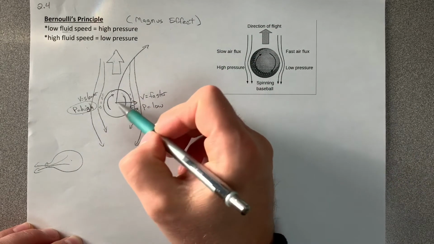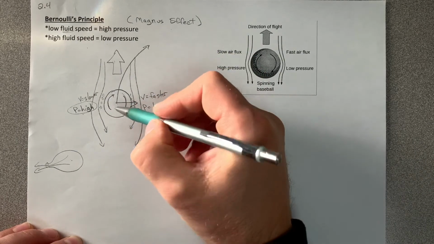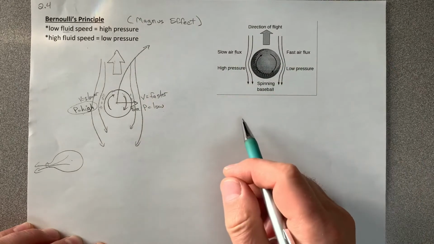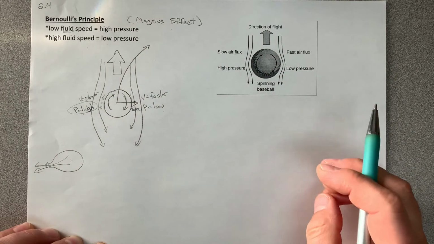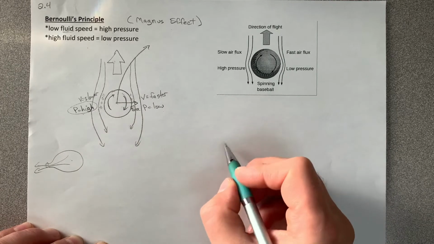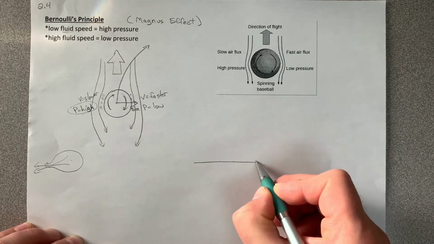Okay, so that's how you can throw a curveball in baseball. That's how you could kick a curveball in soccer. You could make a soccer ball curve. This happens in other sports as well. There's lots of sports and stuff that do this. There's other places where we use this effect, and one of them is in flying.